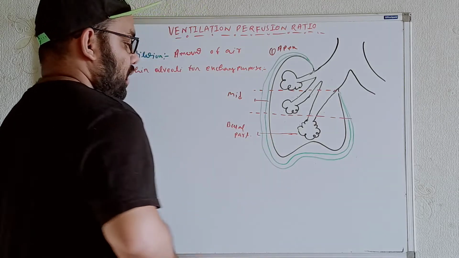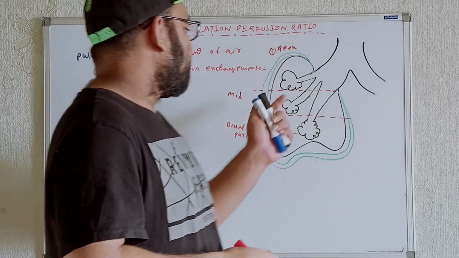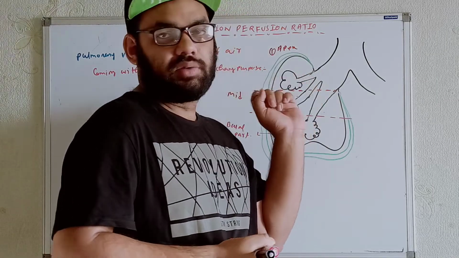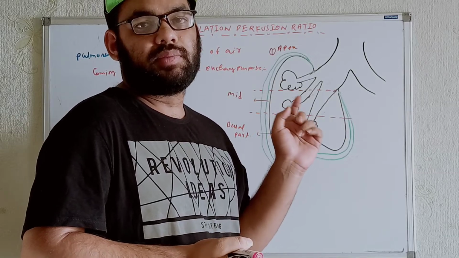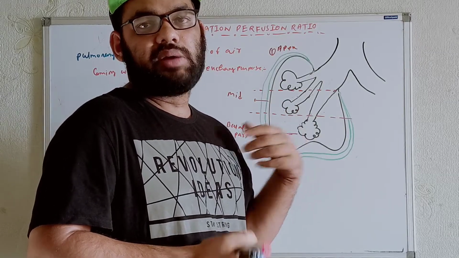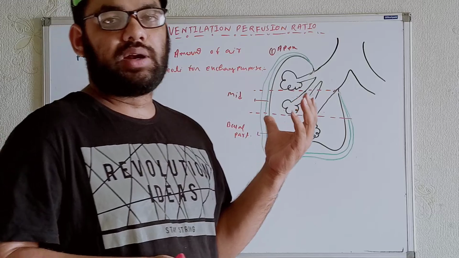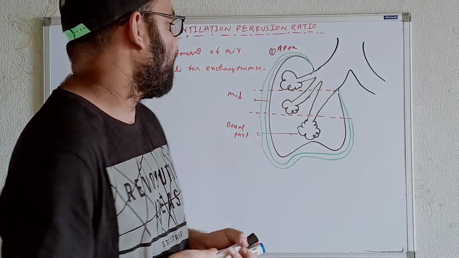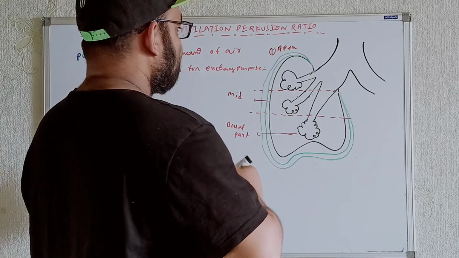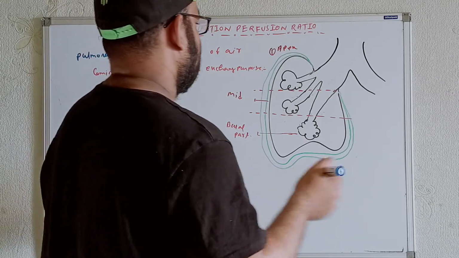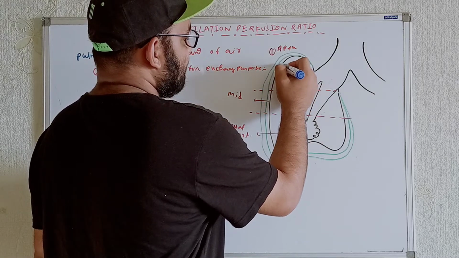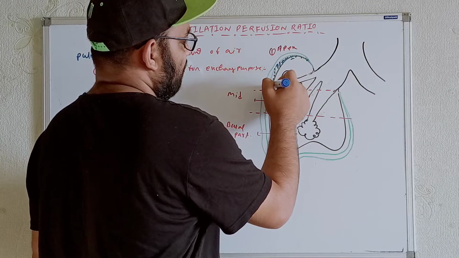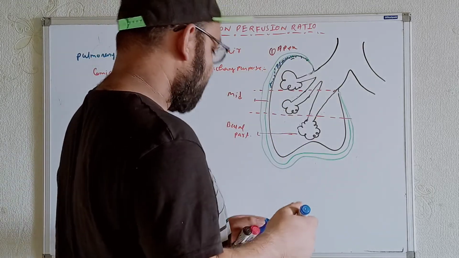Now try to understand why the ventilation process will start over here. Why will the air come here? Why will it get expanded? Because of the intrapleural negative pressure. I have already explained why we get the intrapleural negative pressure, but let's explain once more. Try to understand this pleural membrane that is stuck with the lungs.